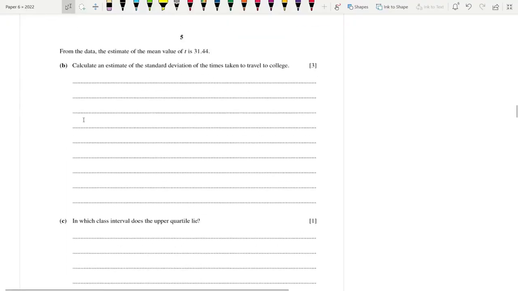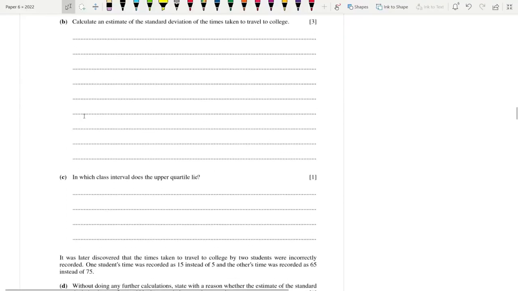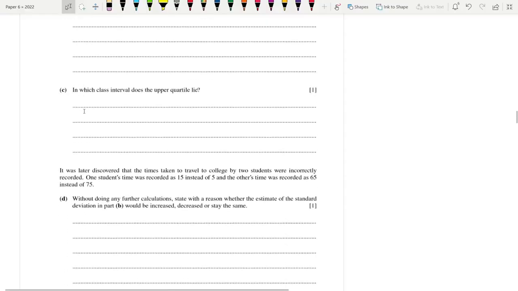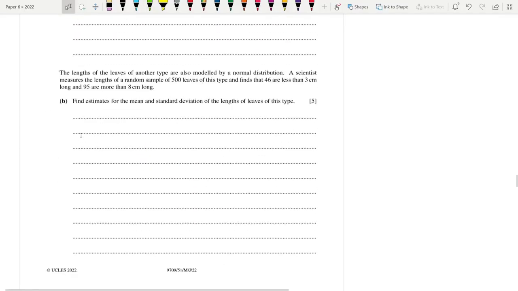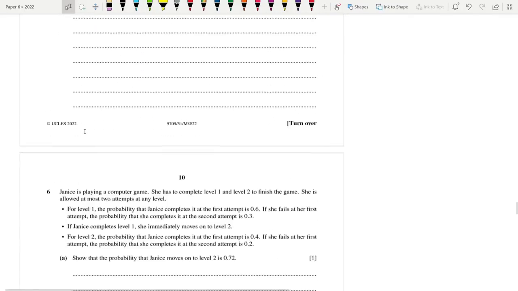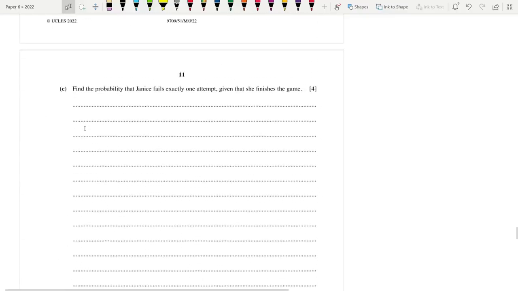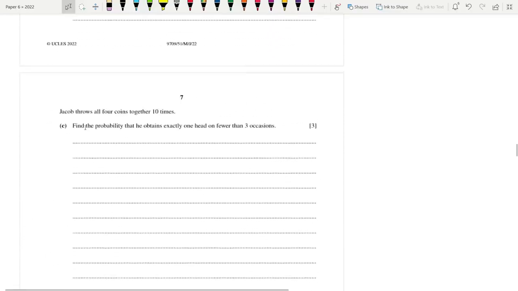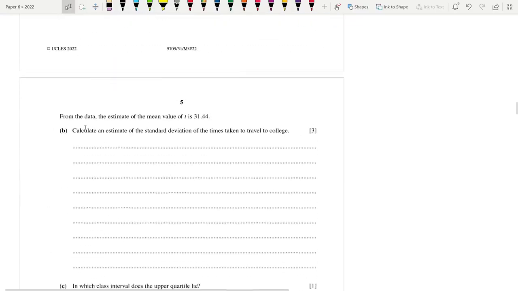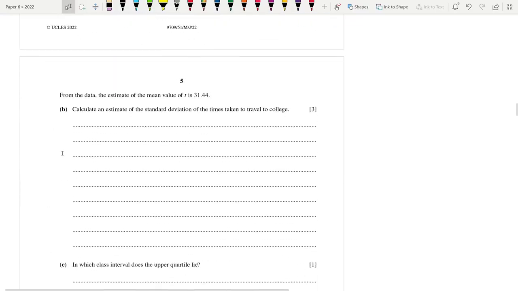From the data, the estimate of the mean value is 31.44. Calculate an estimate of the standard deviation. Okay, how many questions do you have in total? Okay, 6. Let's continue. Calculate an estimate of the standard deviation.